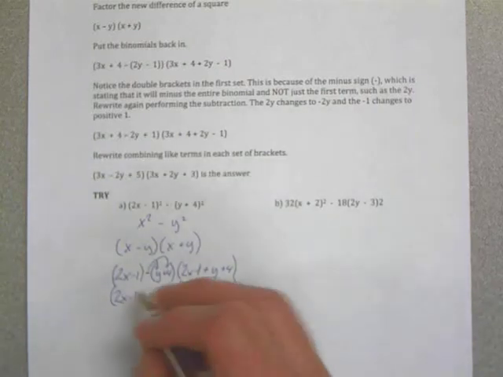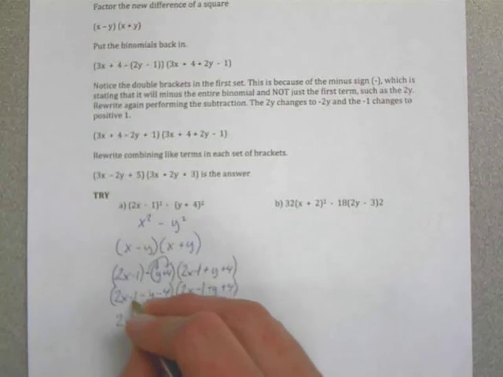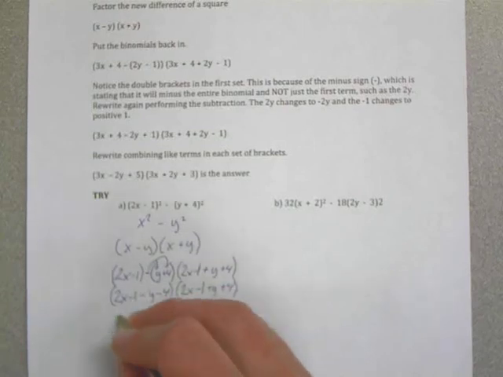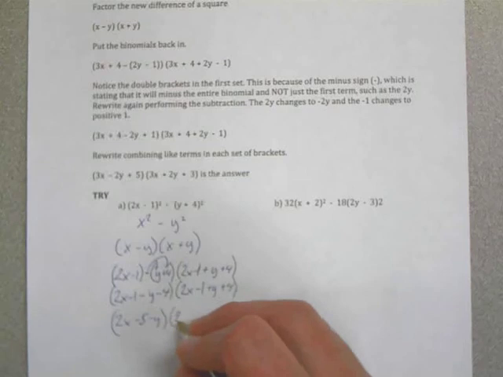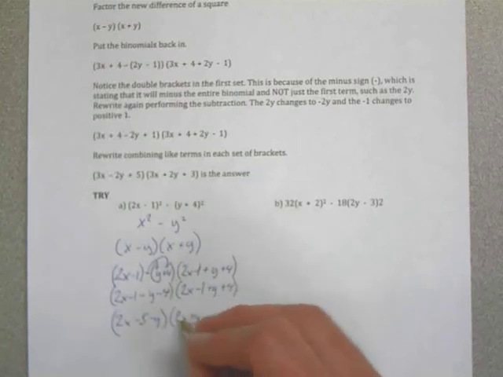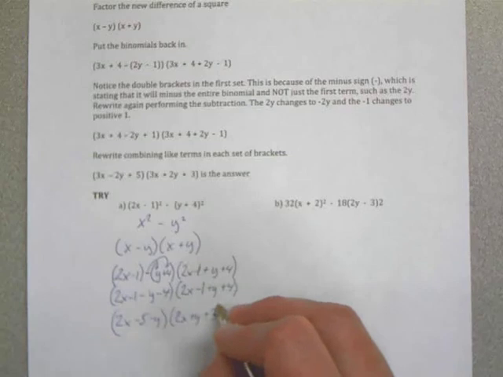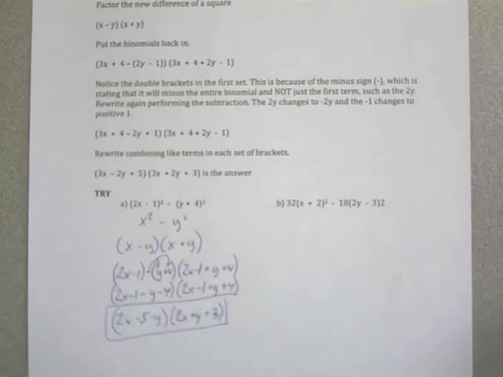Look for common terms out. There's only 2x there. Negative 1, negative 5... Here I'm going to go 2x minus y minus 5 times 2x plus y plus 3. Try to go variable first. And there's your answer.